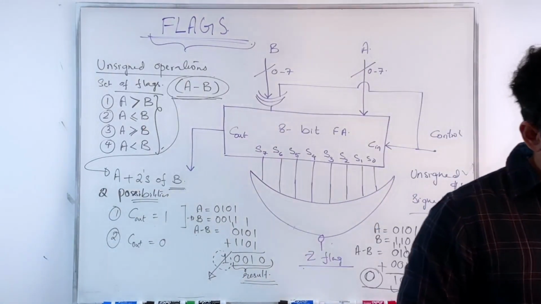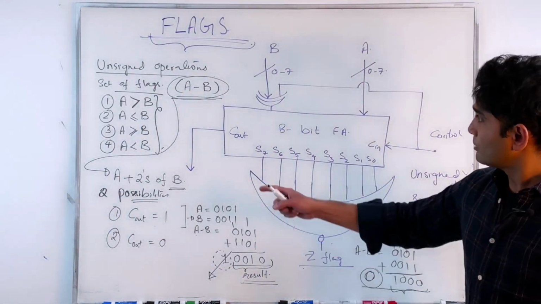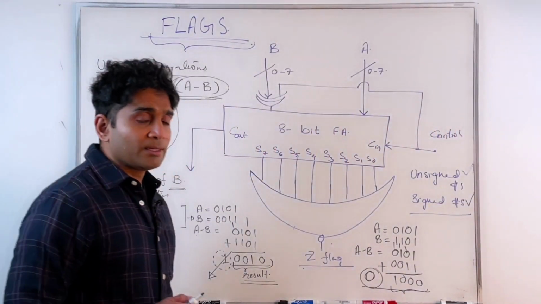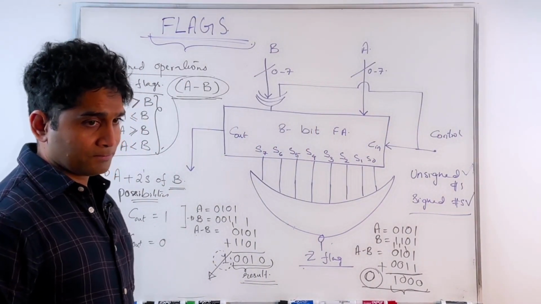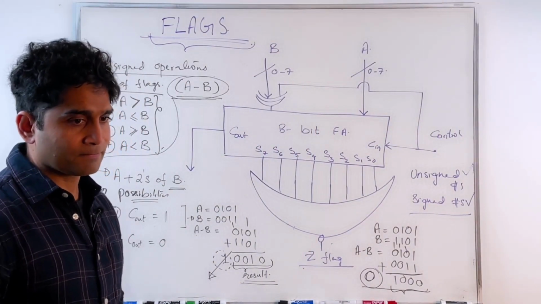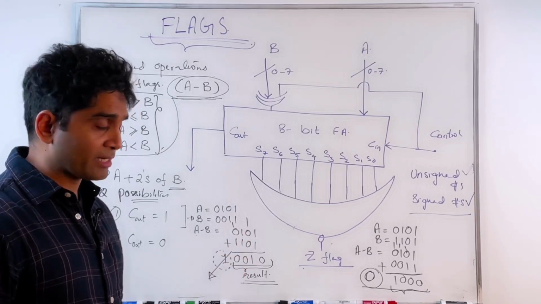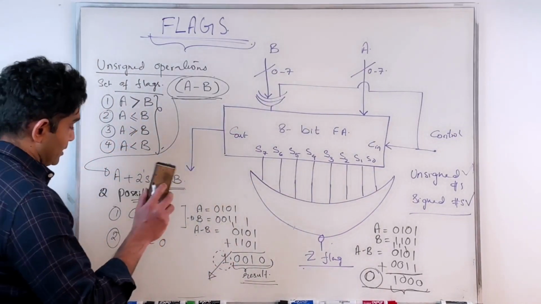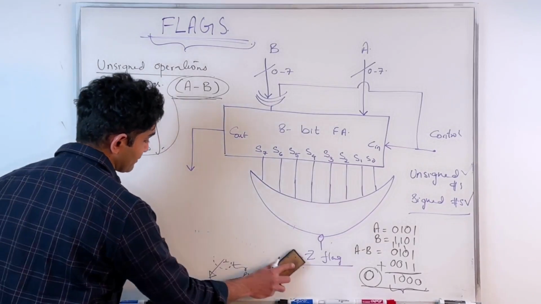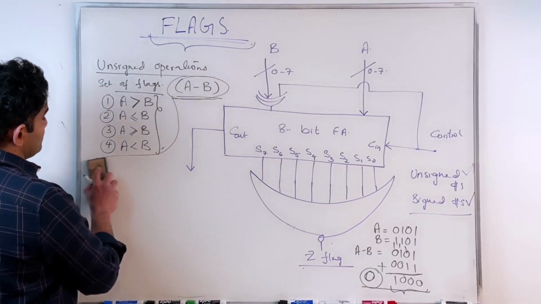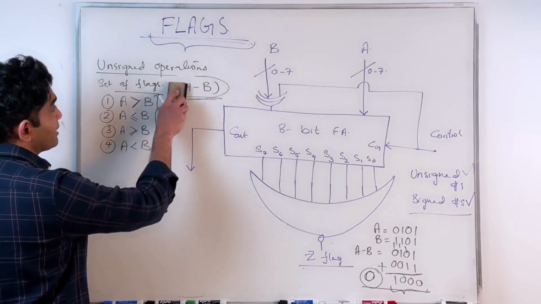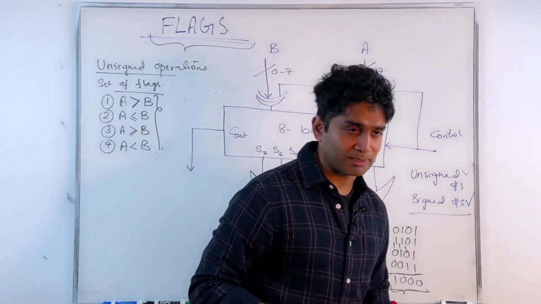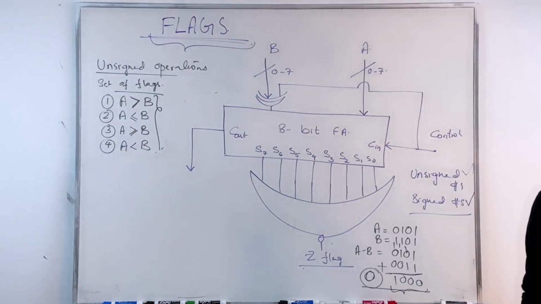That means I can potentially use C out itself when I'm trying to compare unsigned numbers. I can potentially use C out itself as a flag, a single bit indicator that can indicate to me which number is larger than which number. All right. So I can use C out itself as a flag. But again, that will not tell me for all of these conditions. I still have to do something more to that, some combination of flags there.